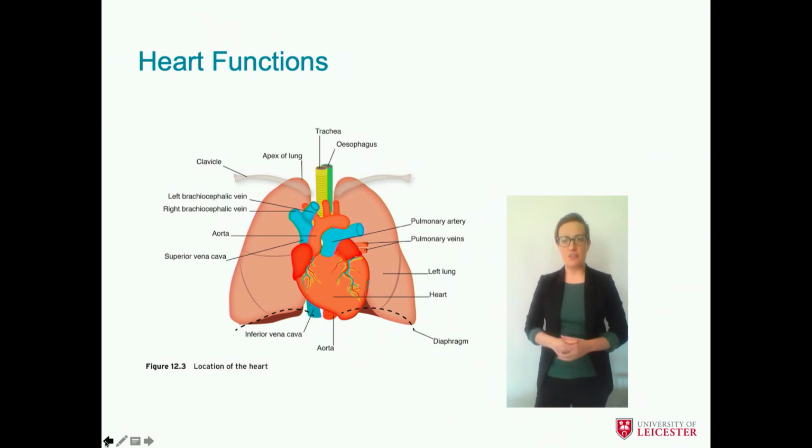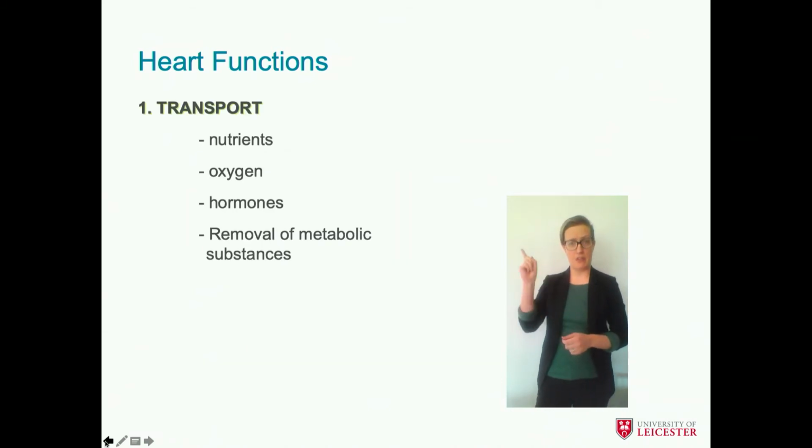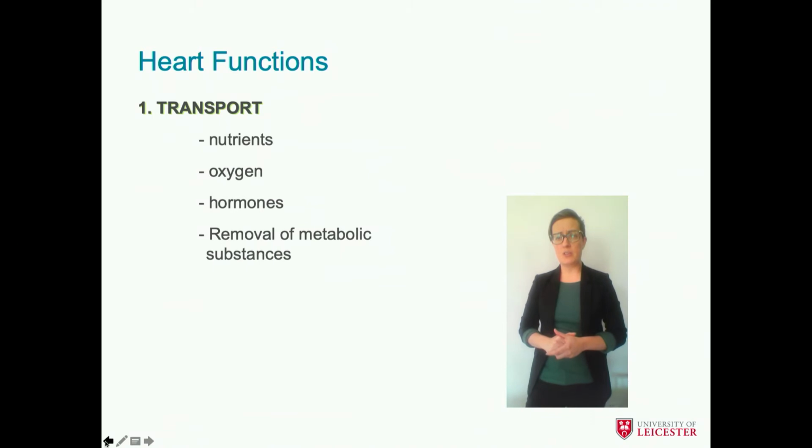So the cardiovascular system is made up of both the heart and the blood vessels, but also the blood itself. And it's got 3 main functions. And the first one is transport. So it's transporting oxygen, nutrients, and hormones to cells throughout the body. And it also removes metabolic wastes from our body as well, such as carbon dioxide and nitrogenous wastes.